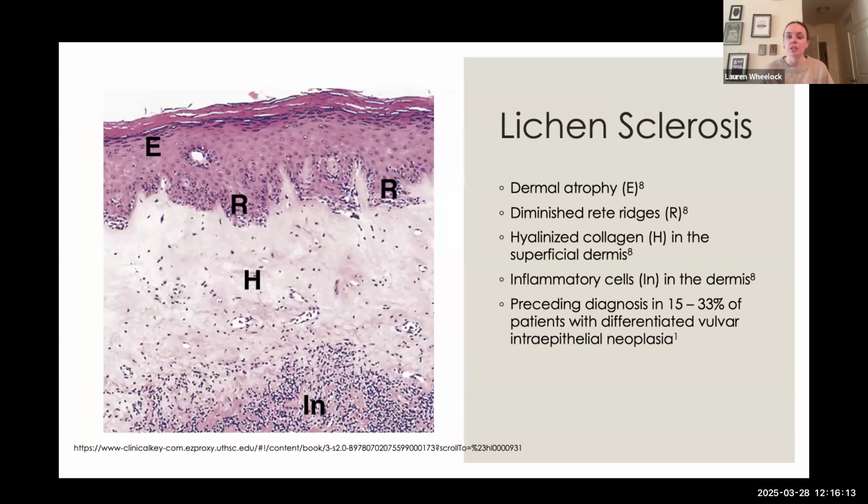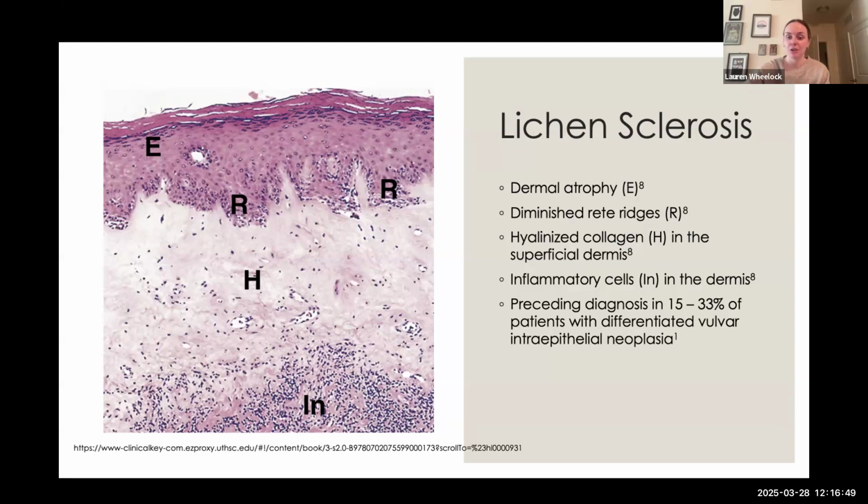And so histologically, what we'll see in lichen sclerosus is dermal atrophy, which is labeled with an E in the picture on the left. We'll see diminished rete ridges, which are labeled with an R, and those look much blunter compared to healthy epithelium. We'll see hyalinized collagen in the superficial most dermis, which is labeled with an H. We'll have inflammatory cells in the deeper dermis, which is labeled with an IN. And lichen sclerosus is a preceding diagnosis in between 15 to 30% of patients with differentiated vulvar intraepithelial neoplasia.